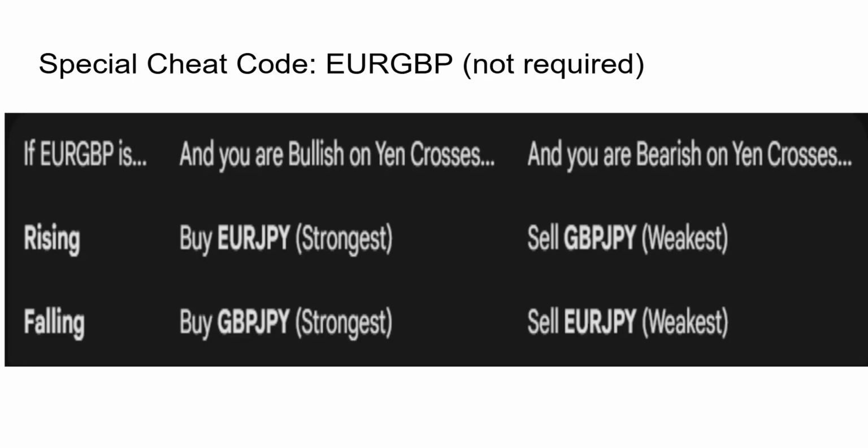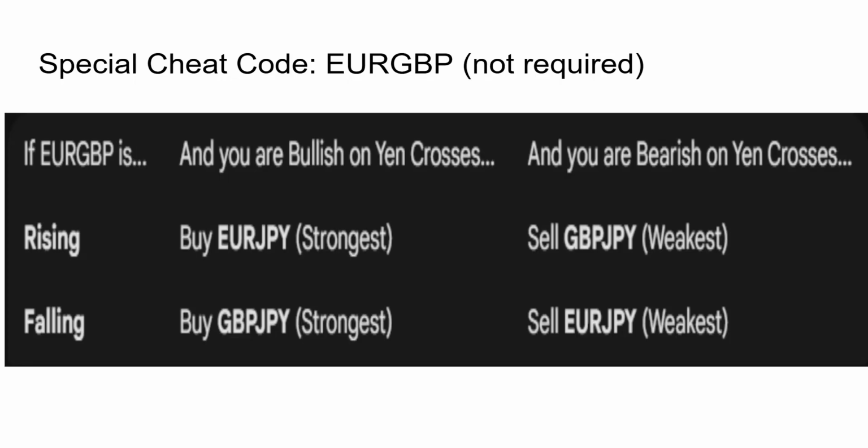If you check euro pound and you're bullish on the yens, if euro pound is rising, you want to buy euro pound, just like it says there. And if you're bearish, you want to sell euro pound. If euro pound is falling and you're bullish, then you buy euro pound or you sell euro pound. So really what you're looking for is just to see which of the two is stronger.